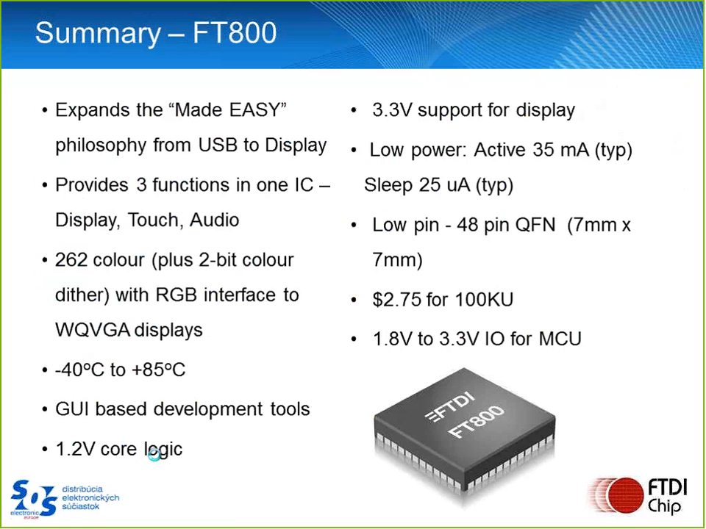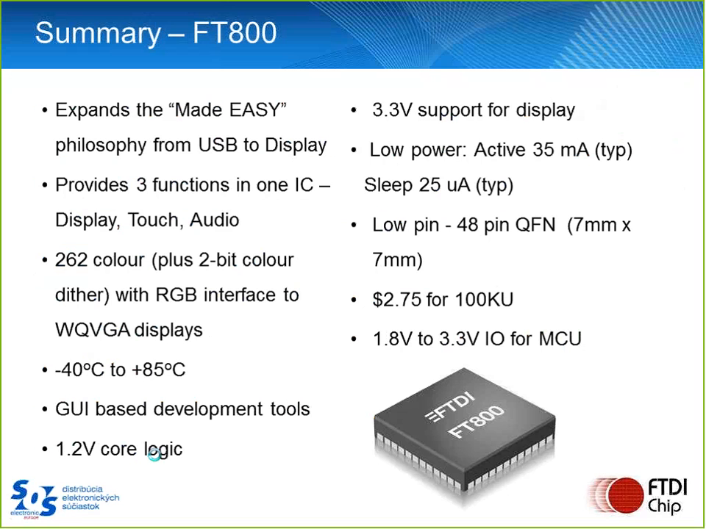Okay, so a summary. We're making it easy for designing. We used to have USB made easy, and now we're following the same philosophy into display made easy. It's got three functions: display, touch, audio. The color set is 262 plus 2-bit color data with RGB interface to WQVGA displays. Again, I've mentioned the sizes. We currently have our sample code written for 3.5, 4.3, and 5-inch screens.